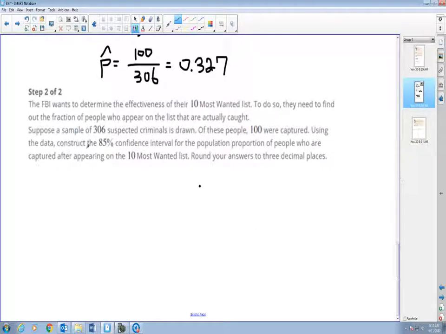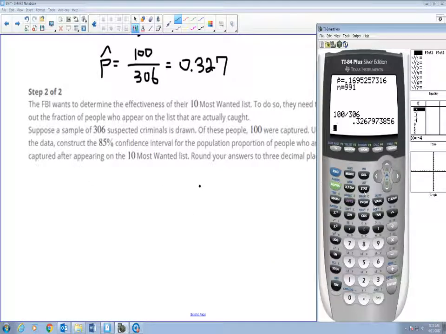So now we need to construct an 85% confidence interval. So real easy. Stat. 1-proportion z interval. X is 100. Sample size 306. 85% confidence level. So my lower bound is about 0.288. My upper bound is 0.365.